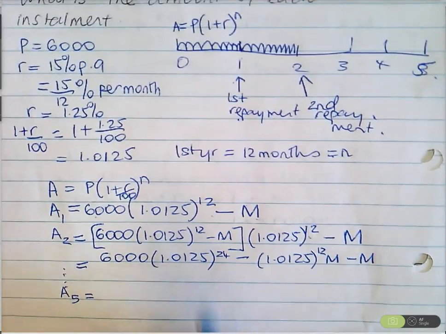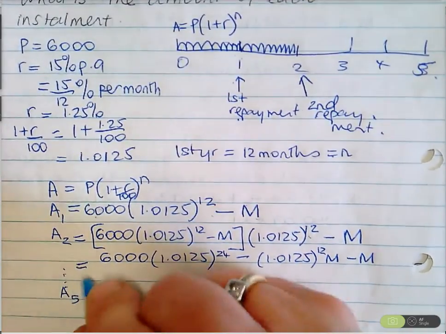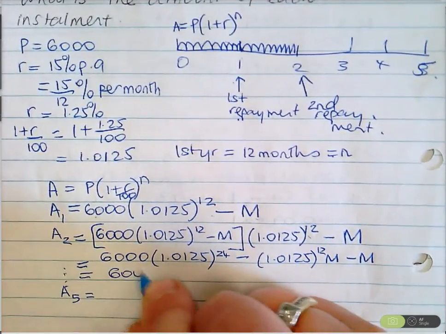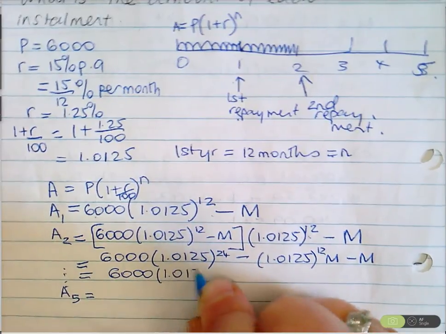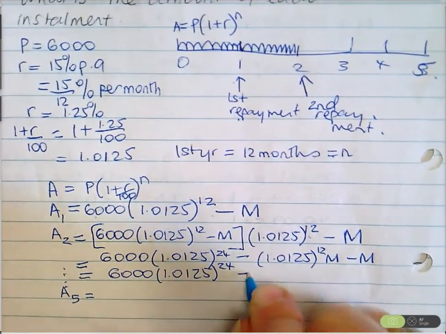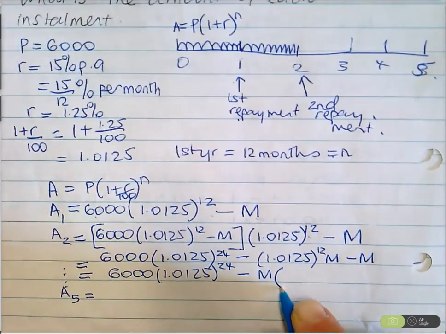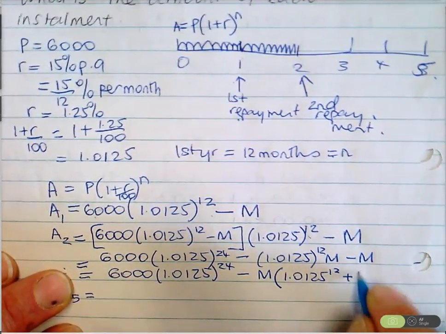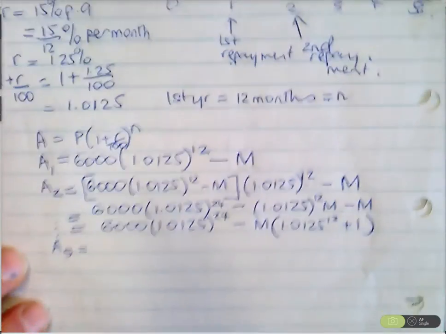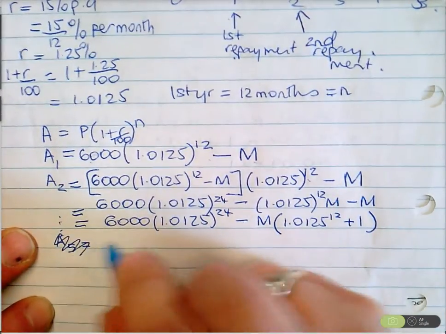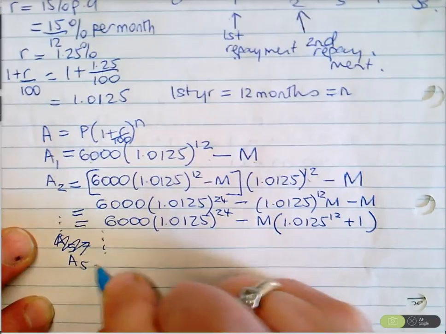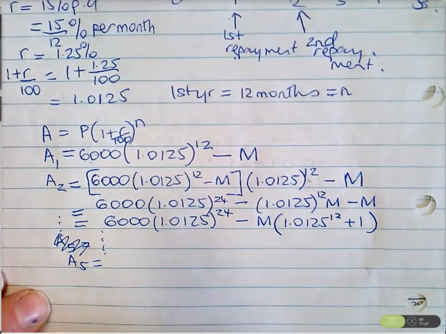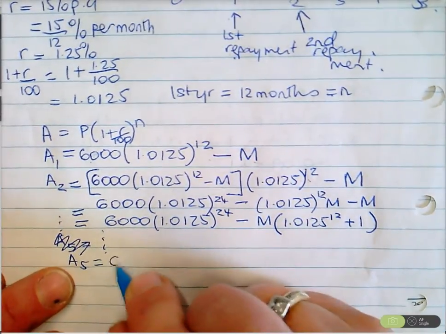A5, it's going to start, but just be careful because, can I just write this in bracket form then? That's 6,000, 1.0125 to the 24 minus m, bracket, 1.0125 to the power of 12 plus 1. Remember how we do that before. So now A5 is my last one because there's only 5 of them. What do you think I'm going to get for A5 here?